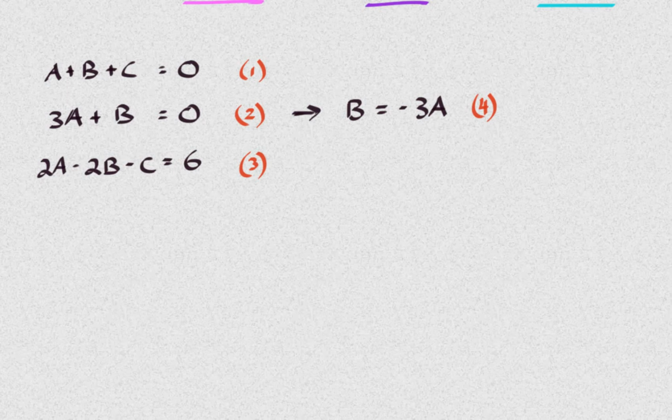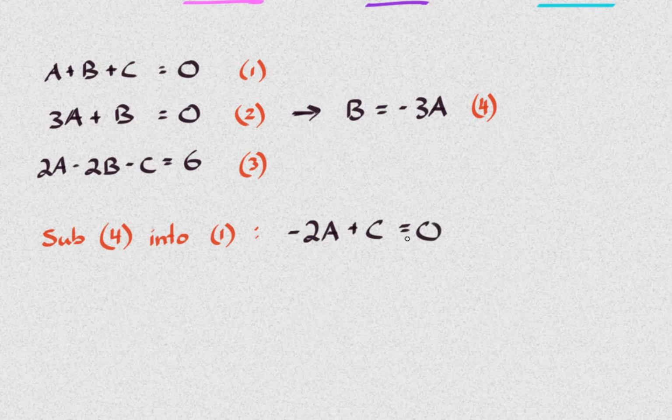So first of all, let's sub this equation into equation 1. So we get a plus b, but that's now minus 3a. So we get a plus minus 3a, or negative 2a, plus c equals 0. So that's another new equation that we get. We'll call this equation 5.